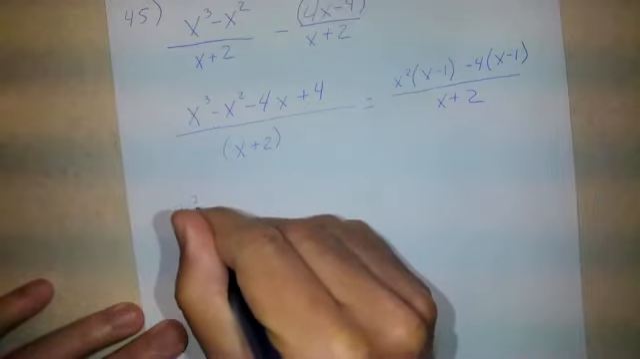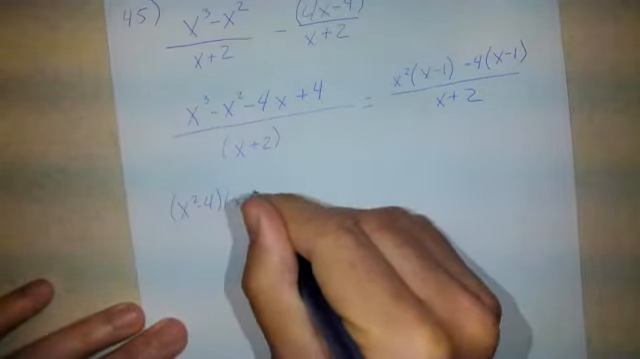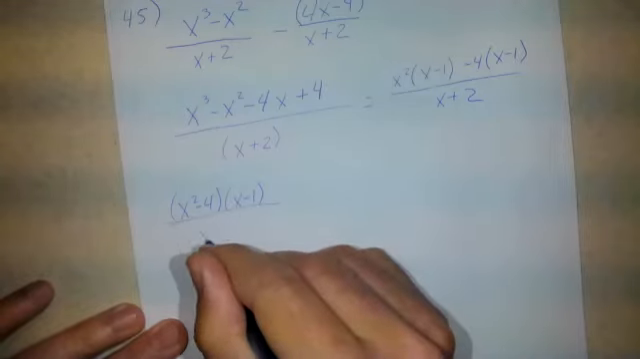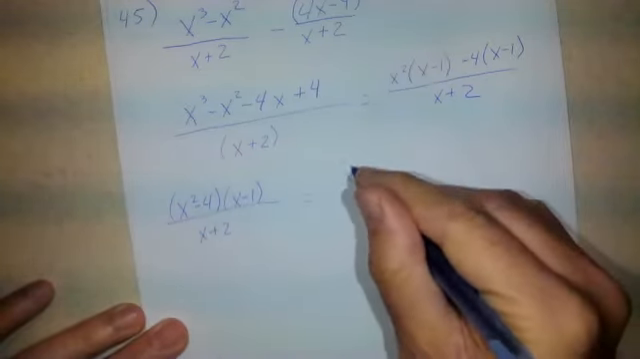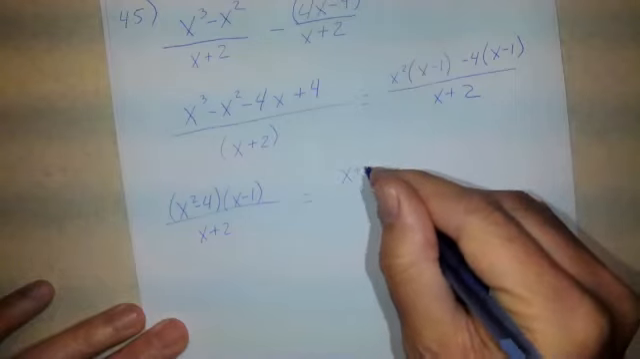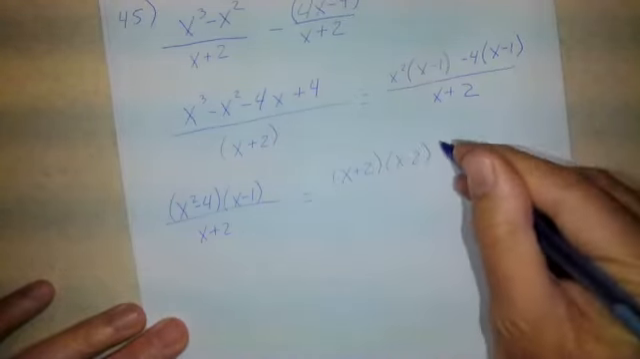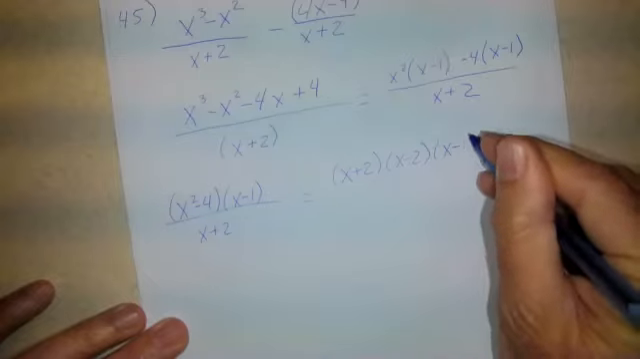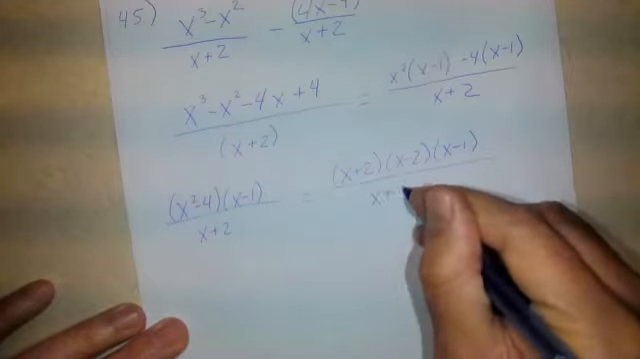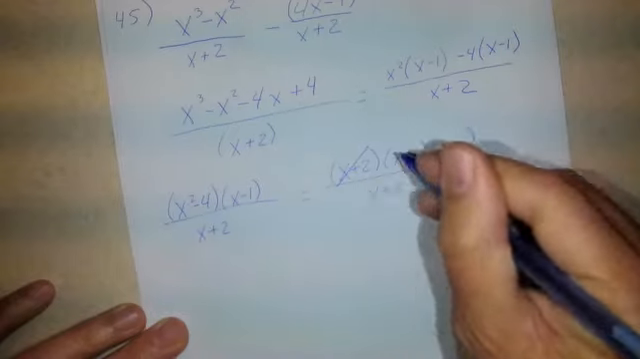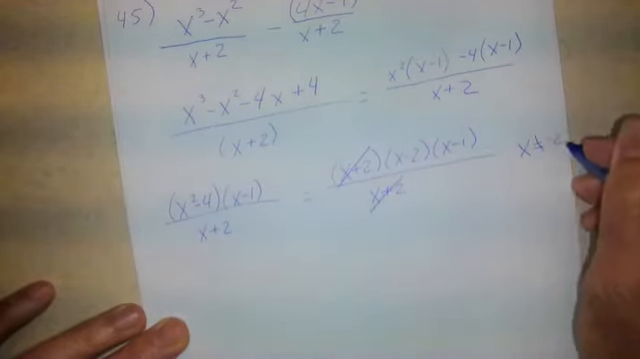That makes this (x squared minus 4) times (x minus 1) all over (x plus 2). That is, of course, factorable with the difference of squares as (x plus 2)(x minus 2). Who would have guessed? Still have that (x minus 1) and this (x plus 2). Those guys will cancel out with the caveat that x may not equal negative 2.